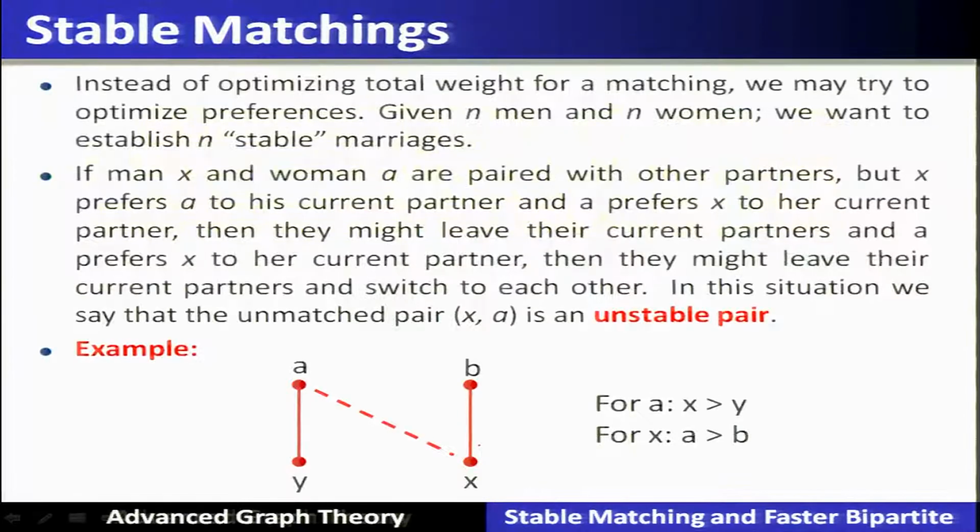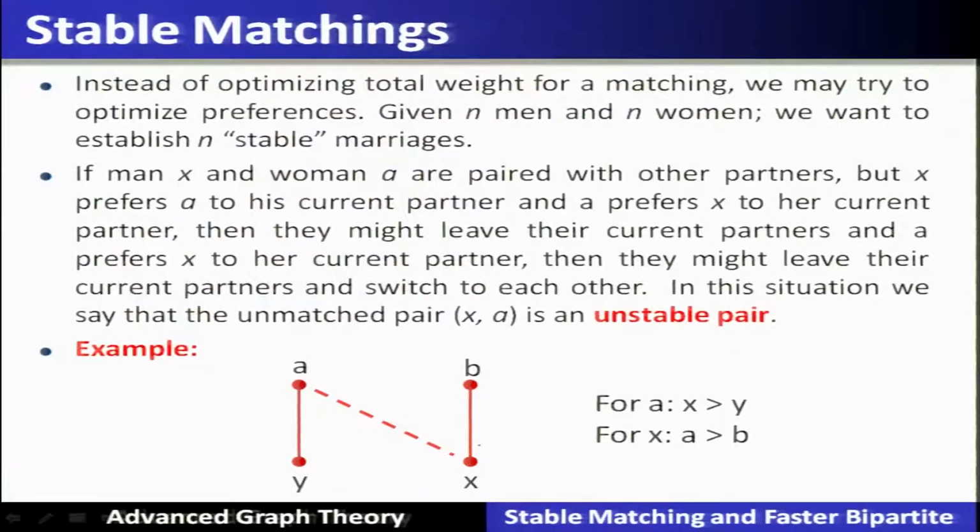Stable matchings. Instead of optimizing total weights for a matching, we may also try to optimize using preferences. Hence, the matchings which are based on preference optimization are called stable matchings. For example, if there are n men and n women and we want to establish n stable marriages, then this is an ideal solution, that is called stable matching.